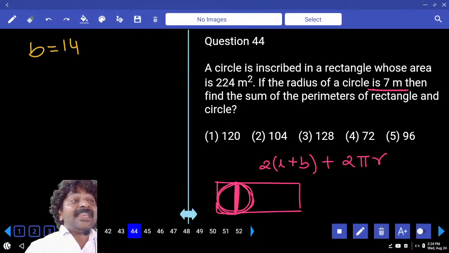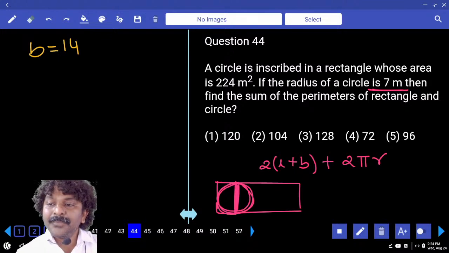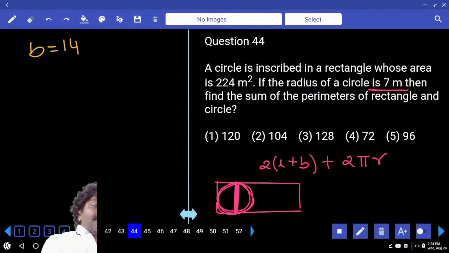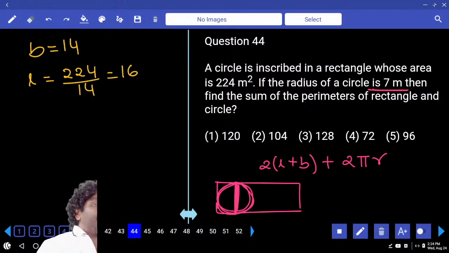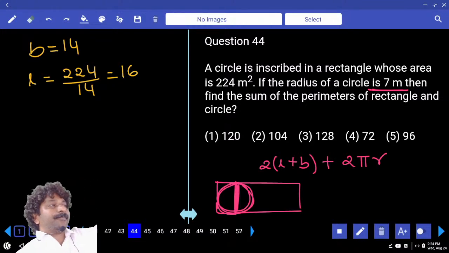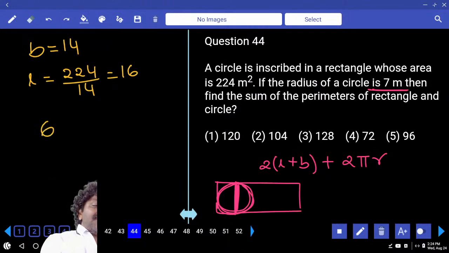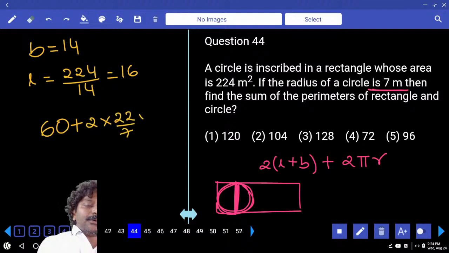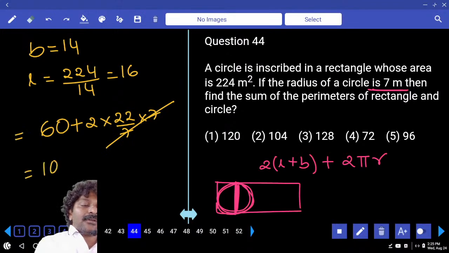The area is 224, they said. The rectangle area is 224, which means length into breadth. To get the length value, it is 224 by 14, which is 16. Now let's come to the question: 2 times (L plus B). What is L plus B? 30. So 2 times 30 is 60, plus 2 pi r. That is 2 into 22 by 7 into radius 7. The 7s get cancelled, so 60 plus 44, which is 104. Fine.